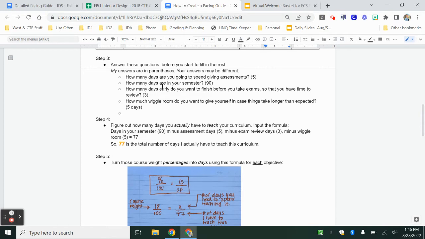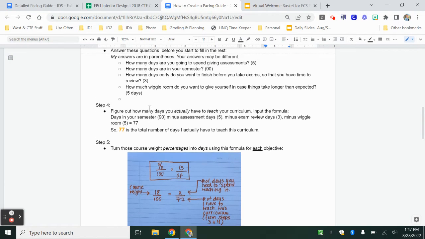I know that some schools are like 87 one semester, 93 one semester, and that can shift it a little bit. How many days early do you want to finish before you take exams so that you have time to review? And how much wiggle room do you want to give yourself in case things take longer than expected? And that's very adjustable to you. Like if you know that you are probably going to take forever to do things and things always go longer than you expect them to, then maybe you want to give yourself more than 5 days. Or if you feel like you're a really fast mover, maybe you don't want to give yourself any wiggle room. Or maybe you just want to give yourself like 2 days. But I would suggest some wiggle room.